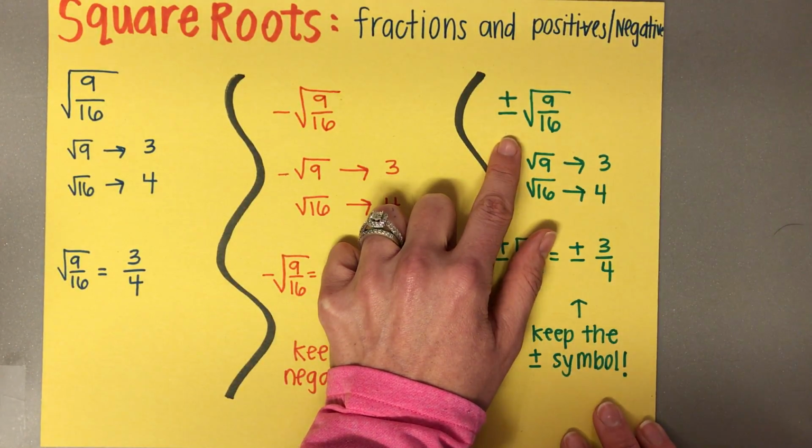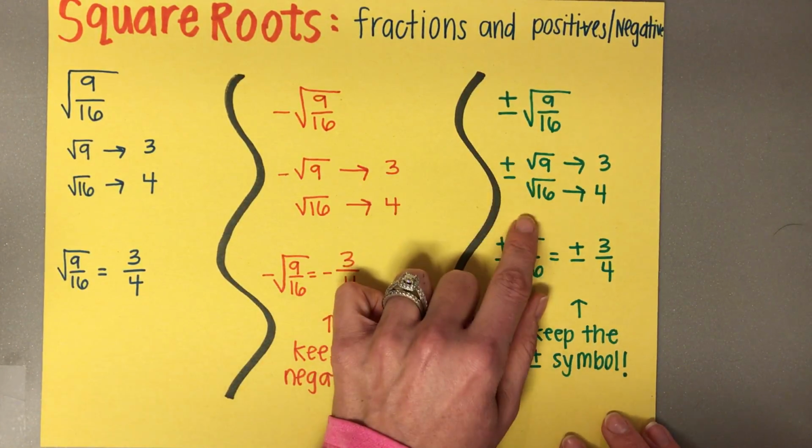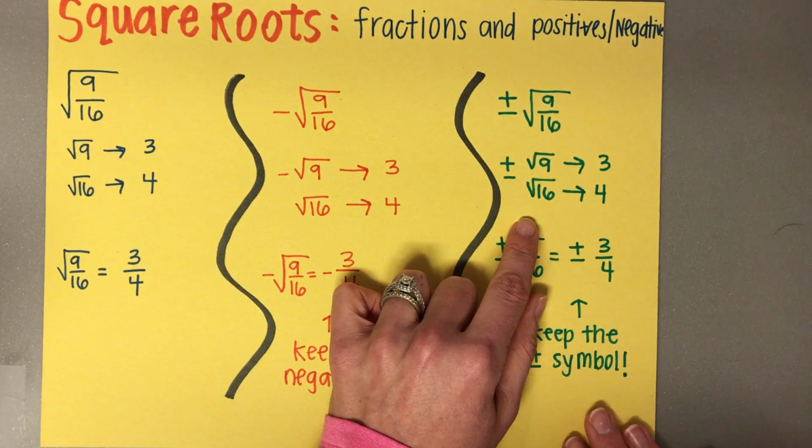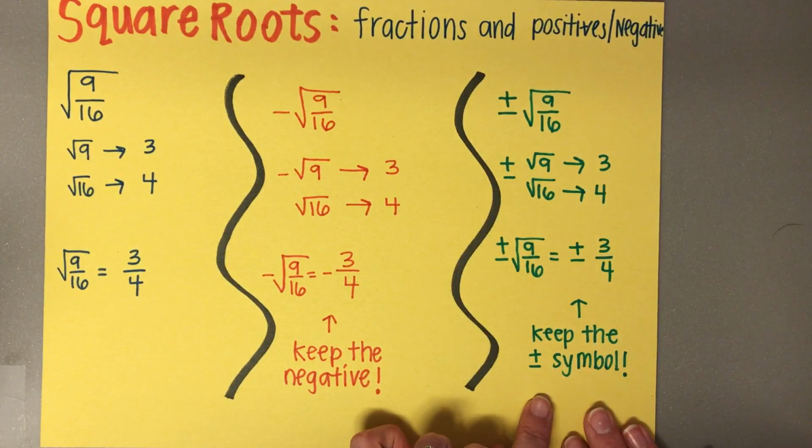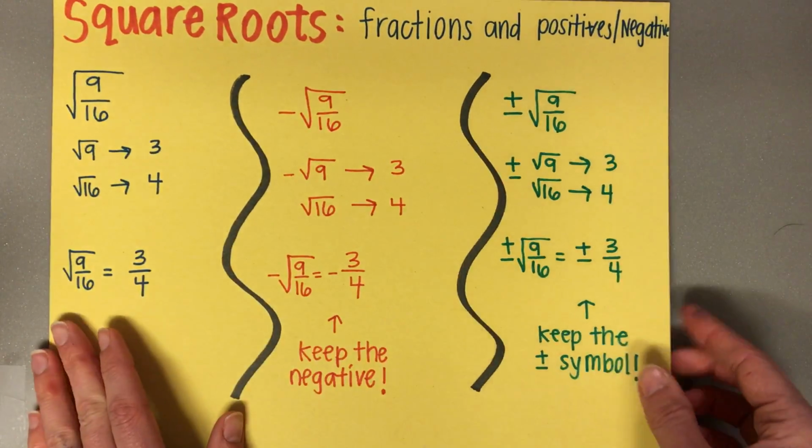Over here we have the same concept except with the positive and negative symbol. We have the positive and negative square root of 9/16. Again, still finding the square roots of both 9 and 16. You still end up getting 3 over 4, except this time you're keeping the positive and negative symbol.